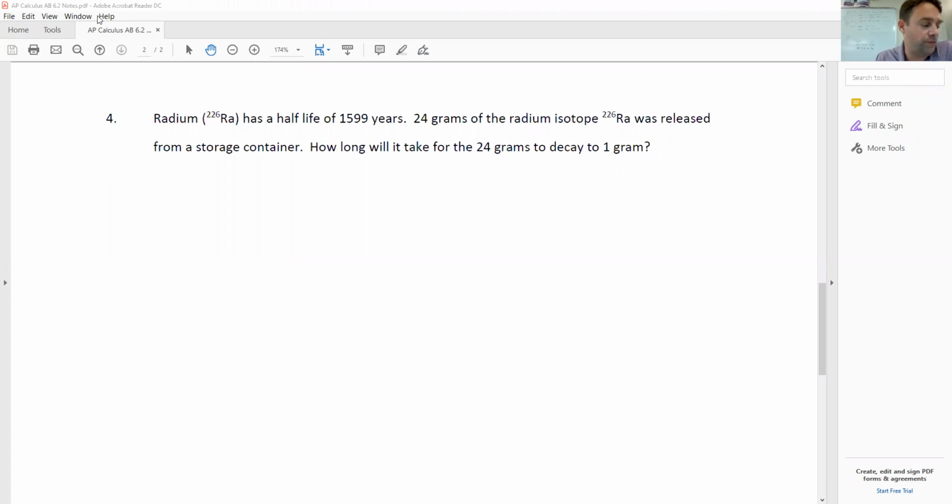So first you need to know what a half-life is. Half-life is basically how long it takes for you to get half of something. So we're going to use our equation here, y equals c e to the kt. And I'm going to plug in the values I know. So I started off with 24 grams. So when t equals 0, y is 24.